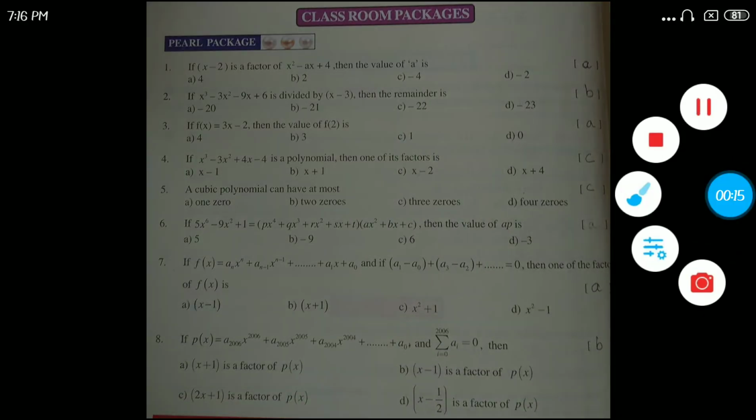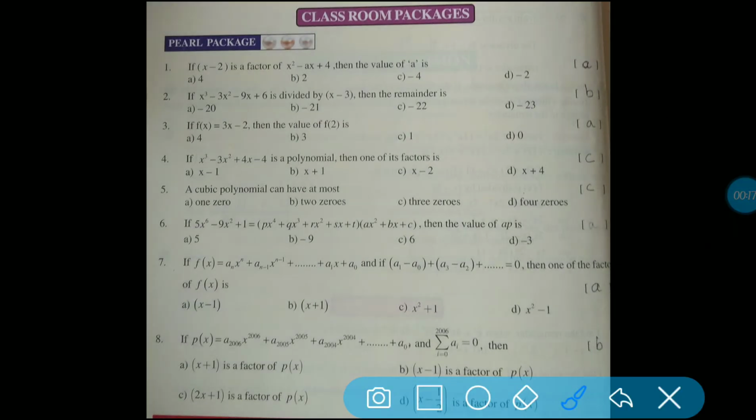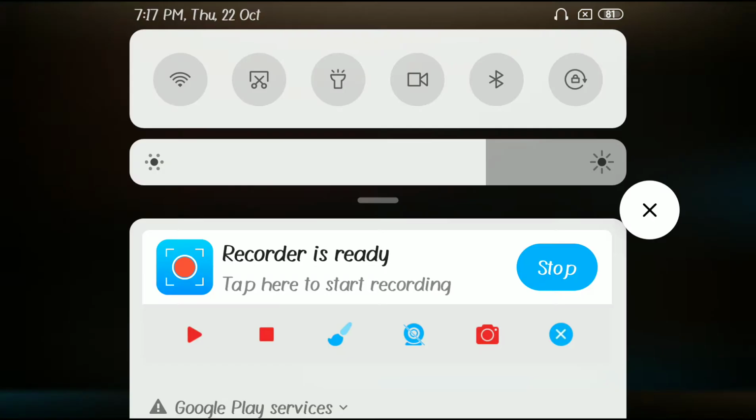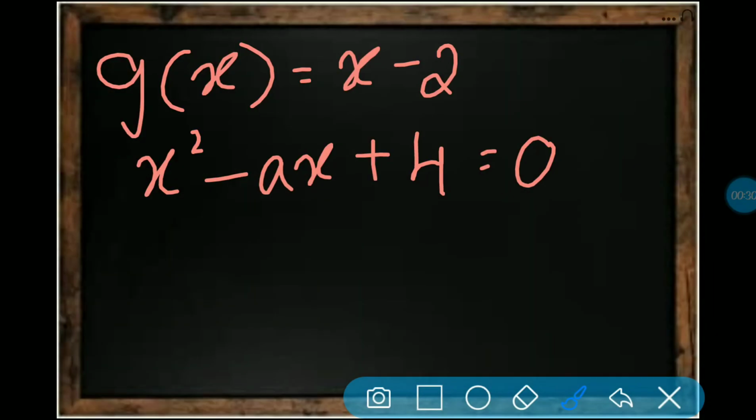So looking at the first question, we have: if x minus 2 is a factor of ax square minus ax plus 4, then the value of a. So we will find this now. So this is the given data in the question. As we all know, if g of x is given, we should just equate that to 0, right? So for finding the x value, minus 2 goes to RHS and becomes plus 2. So x is equal to 2.